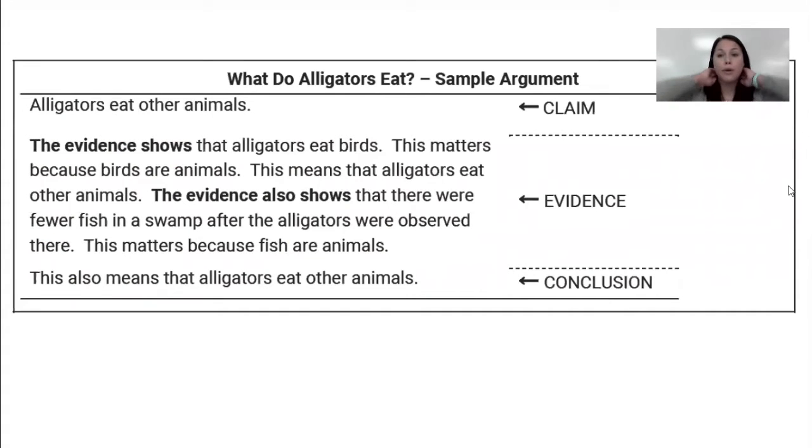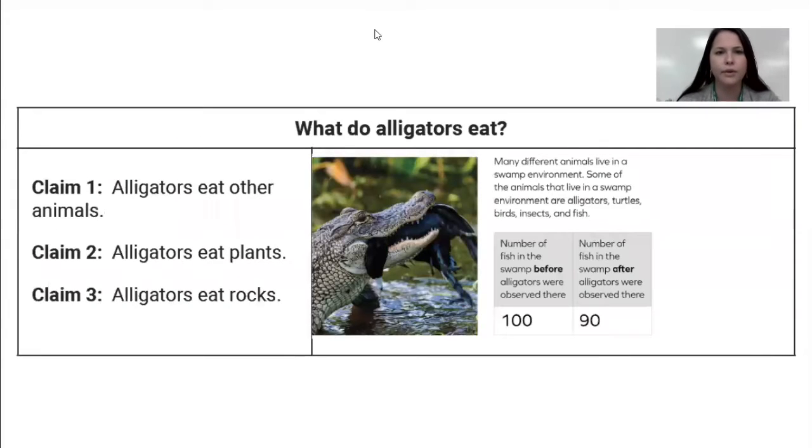So if we were thinking about what alligators eat, here we go. What do alligators eat? The first claim option is that alligators eat other animals. The second claim is alligators eat plants. And the third claim is alligators eat rocks.